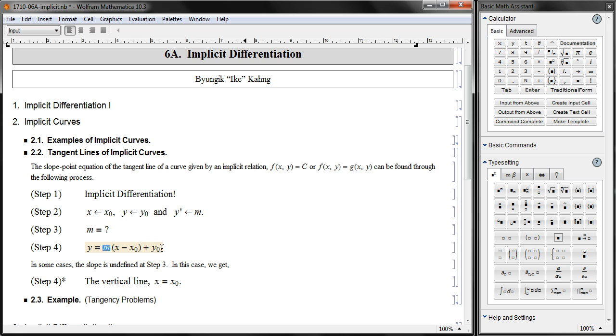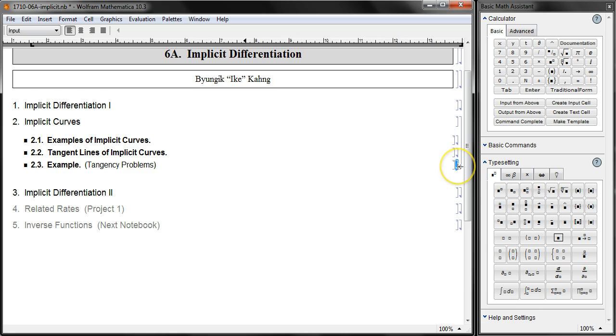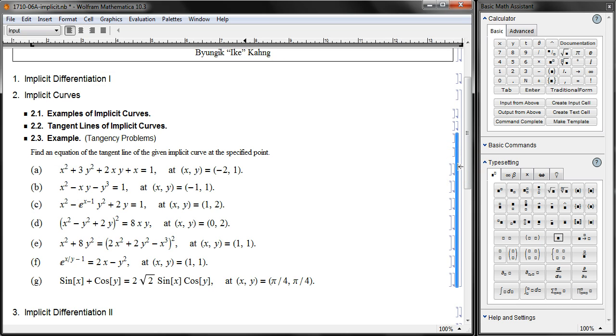Now in some cases your slope is undefined. In that case you'll have a vertical line. We'll see. Okay, let's take a little bit closer look at these through some example problems. Let's begin with the simplest one here. X squared plus 3y squared plus 2xy plus x is equal to 1.